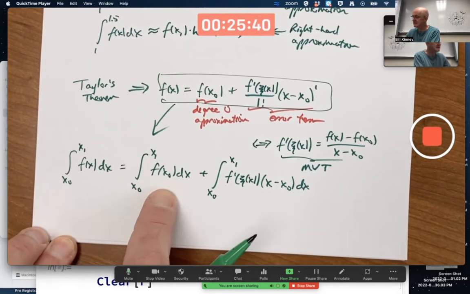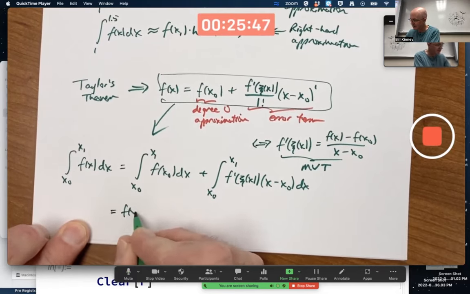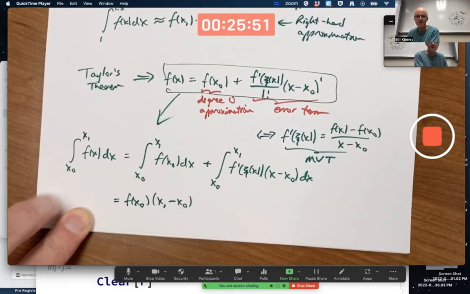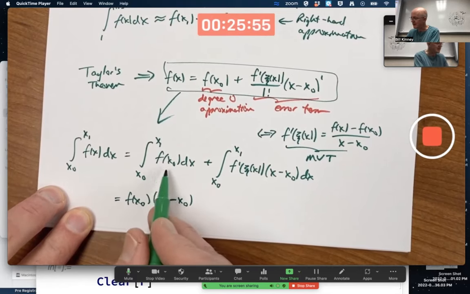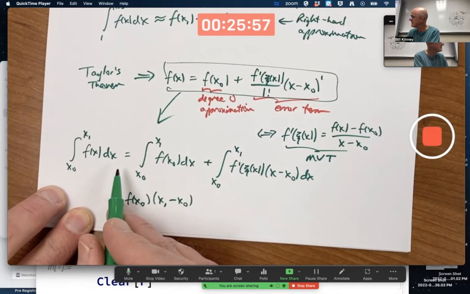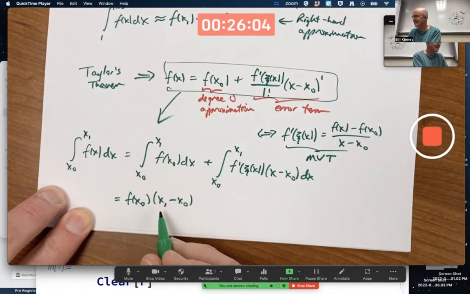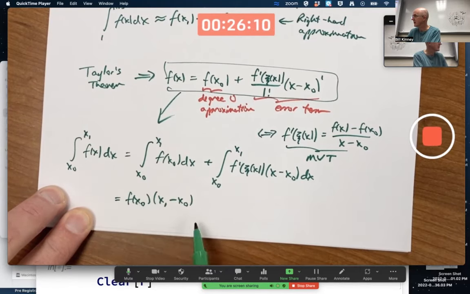Hey, this integral is easy because guess what? f of x0 is a constant. This integral is f of x0 times x1 minus x0. Right? That makes sense? You could bring the constant f of x0 in front of the integral. You'd really be integrating the constant function 1 then. From x0 to x1, you're going to get x when you integrate. And you plug in the top limit of integration and subtract what you get when you plug in the bottom limit.